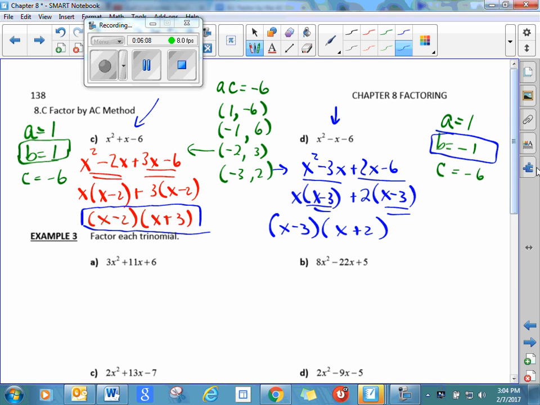Okay, I'll finish up this one, and then we'll come back and we'll talk about the ones where our coefficient of x squared is not a 1. It's going to get a little more complicated. So see you around the bend.